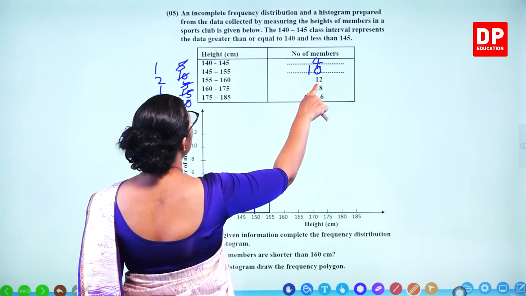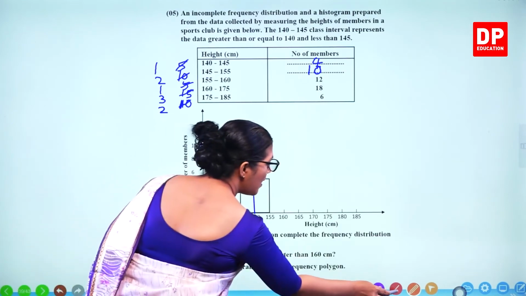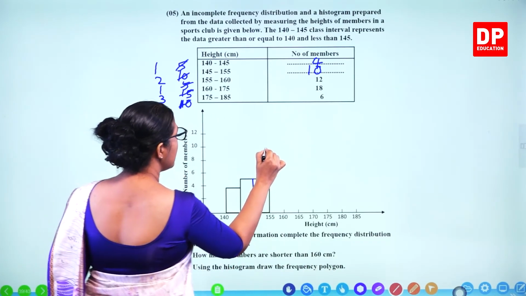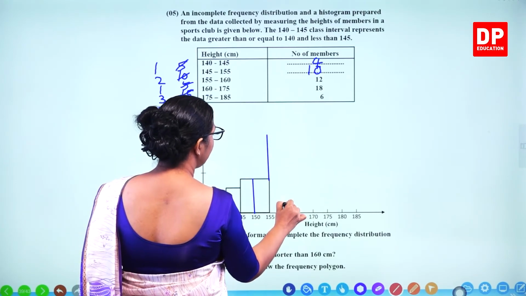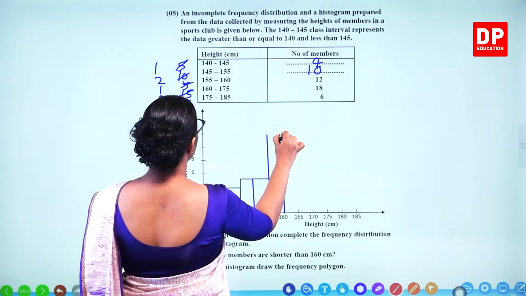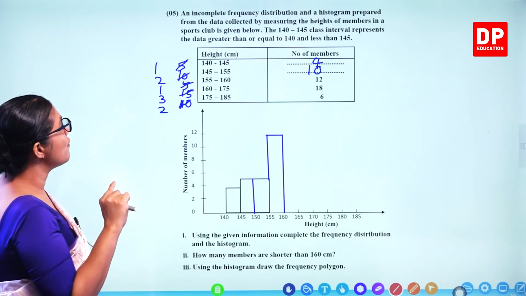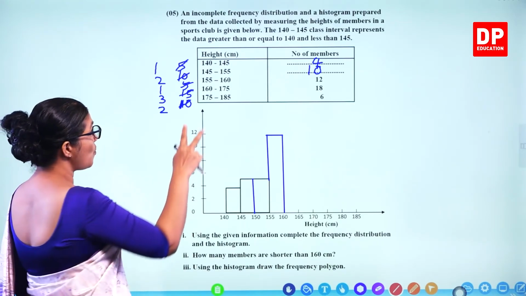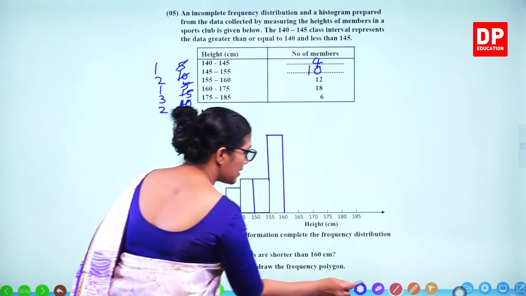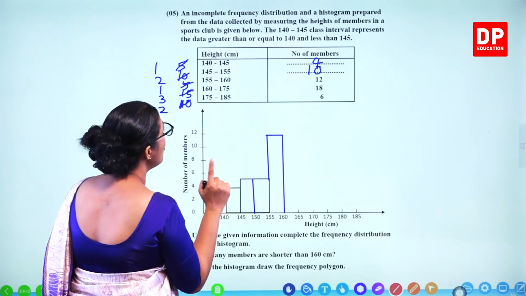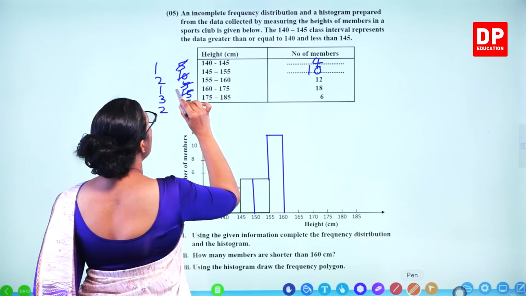12 is there, but when we want to draw this one, this is 1. So that means we can draw the bar as it is. So we can extend this to 12. So that's 12. That's okay, 155 to 160. But the next one, 3 bars are there. Here 3 is there, 160 to 175. So what's the value? 12. So the actual value becomes 12 divided by 3.